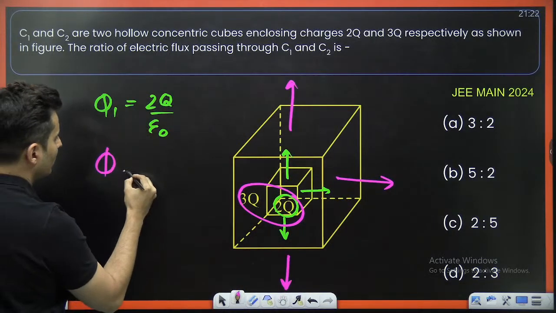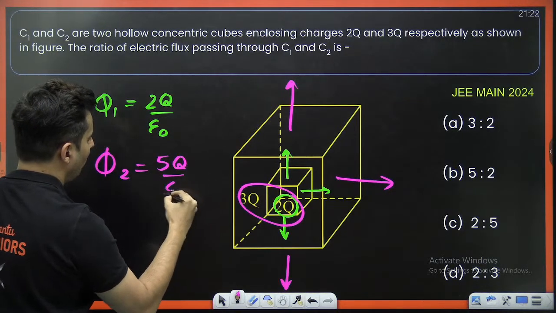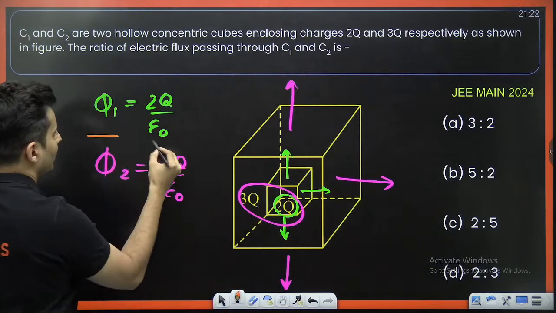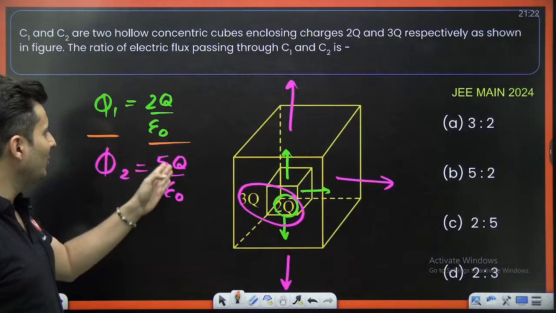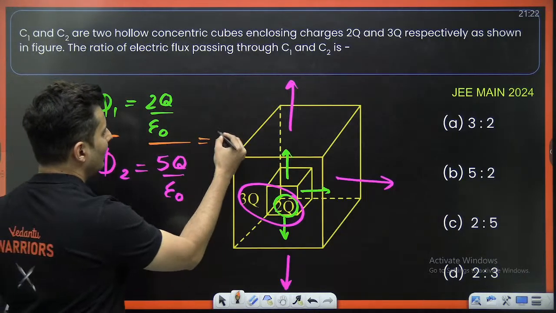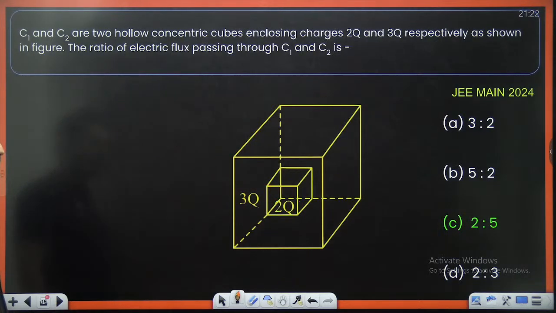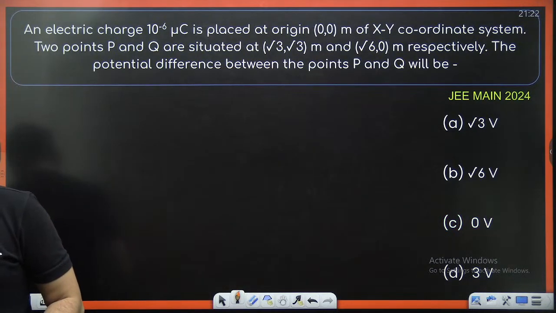So the total flux through the outside part will be nothing but 3q plus 2q, which is 5q by epsilon naught. So obviously, now take the ratio. The answer is in your calculations right over here. q cancels, epsilon cancels. So what will it be? 2 by 5. So 2 by 5 or 5 by 2, one of them will be the answer. Yes, that is the correct answer, option C. Next question coming up on your screen now.